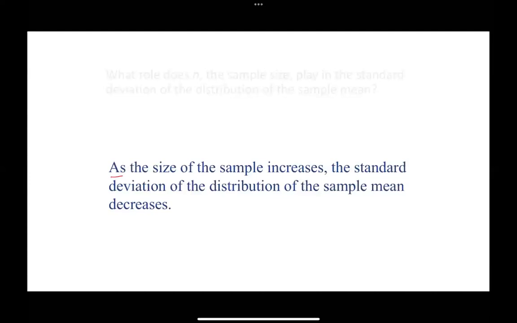As the size of the sample increases, the standard deviation of the distribution of sample means decreases. As we get larger sample sizes, our standard deviation is going to get smaller. This makes sense because we're taking a larger portion of the population, so we're going to be closer to what the actual population mean is. So as your sample size gets bigger, the standard deviation of your distribution is going to get smaller. I'll give you a second to write that down because it's important.